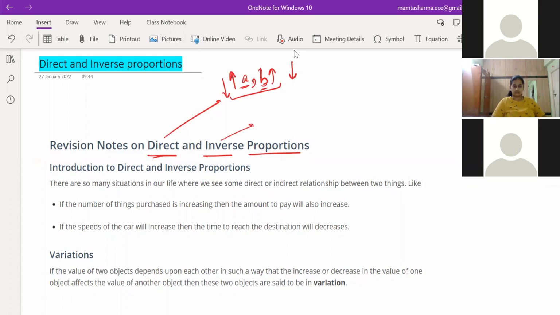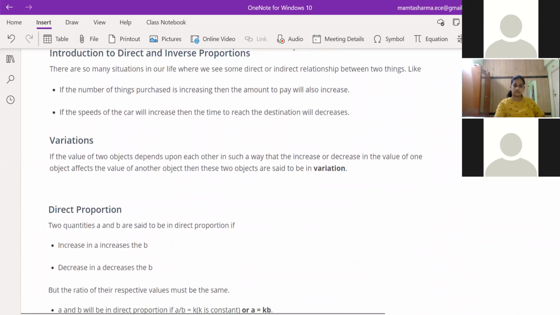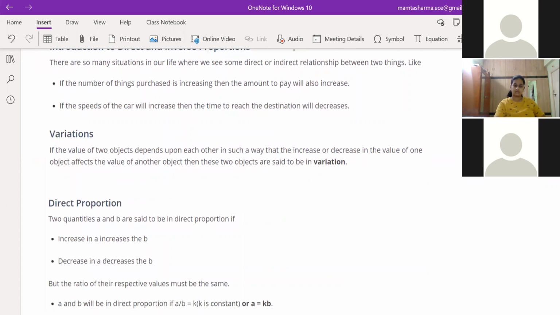And what is the inverse proportion? Inverse proportion is that one will increase and the other will decrease. If one is increasing, the other will decrease. Or A may increase, the B will decrease. Now we will see what a variation is. Variation is an increment or decrement in the value. Increment and decrement in the value is called variation.